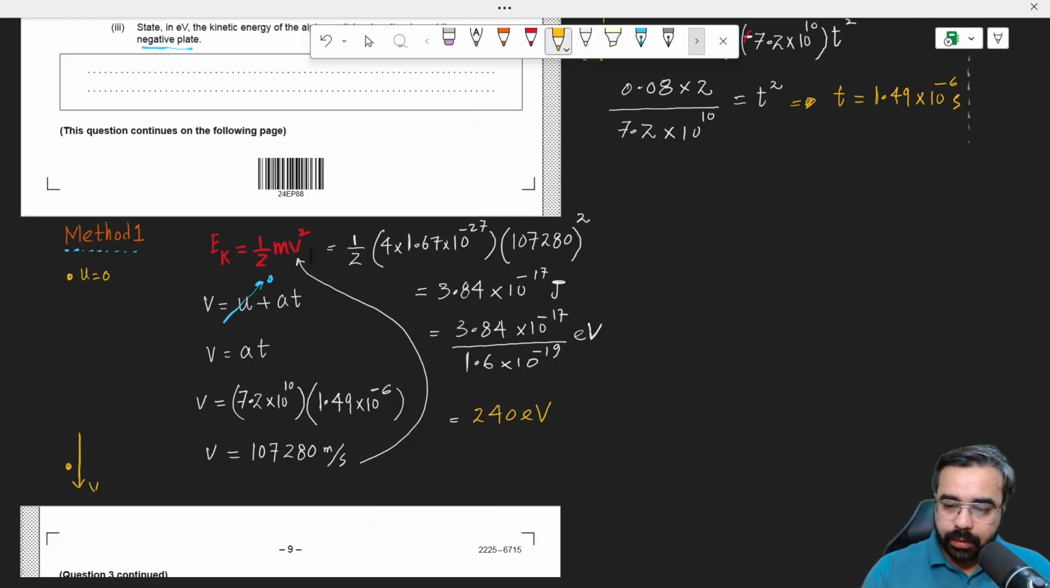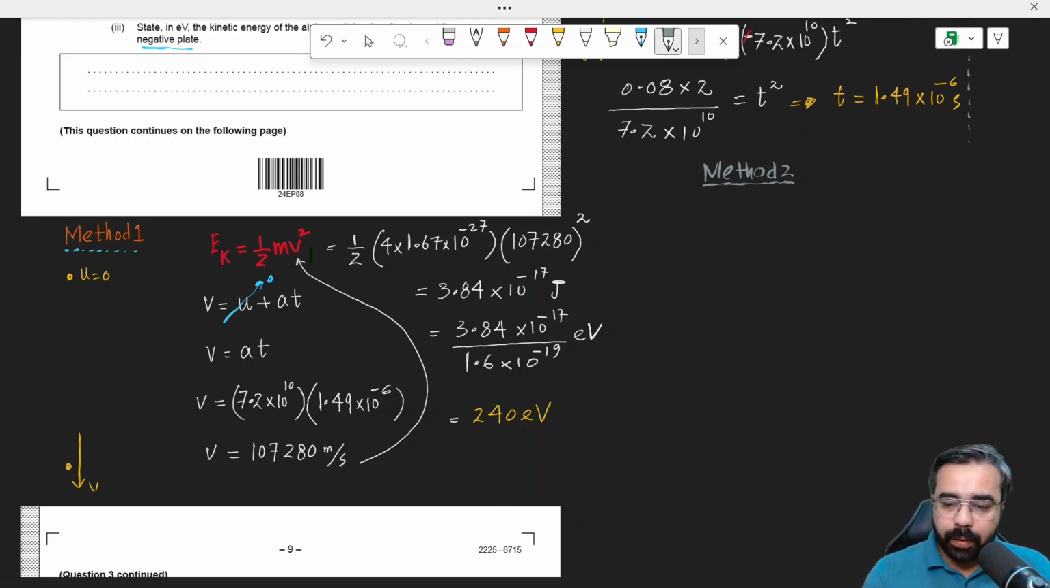Now the second method, dear students, don't miss this method also. Method number 2 is about the law of conservation of energy. That is applicable only for the HL students. This is not included in the SL syllabus.